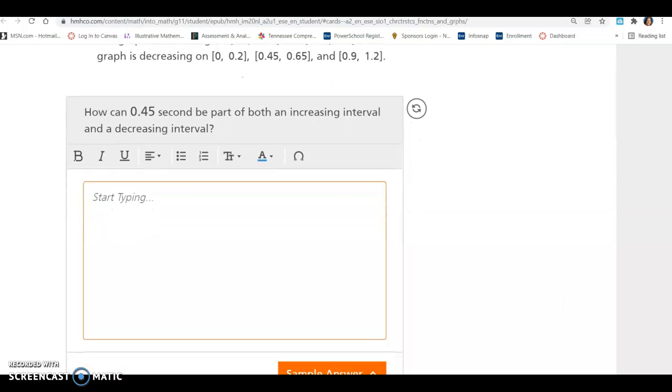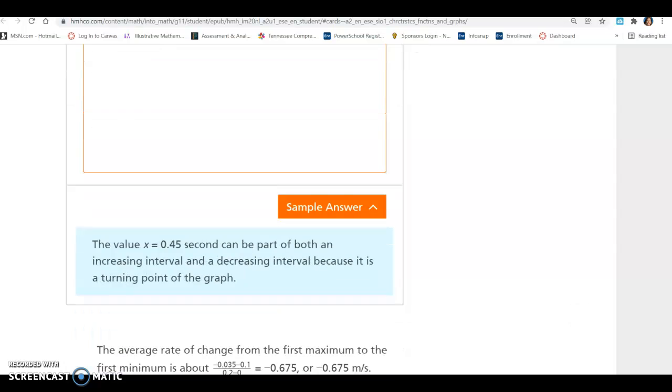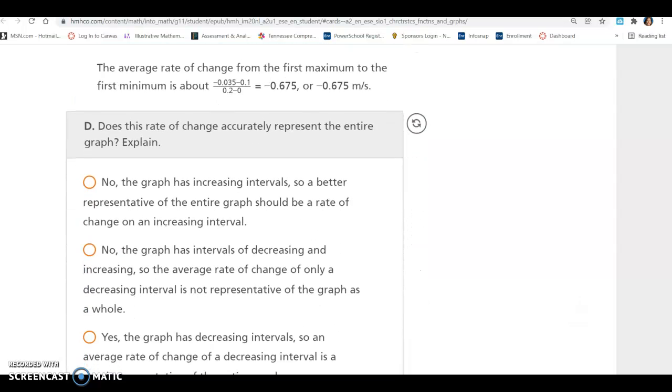All right, how can 0.45 seconds be part of both an increasing and decreasing interval? All right, so that's the turning point that we talked about a minute ago. And so since it's the turning point, it kind of is right in the middle of increasing or decreasing.